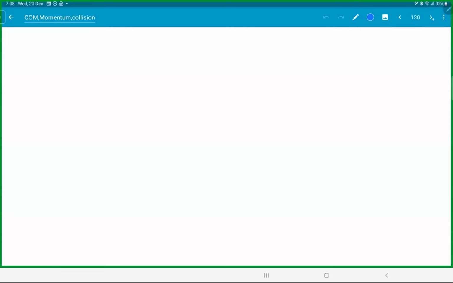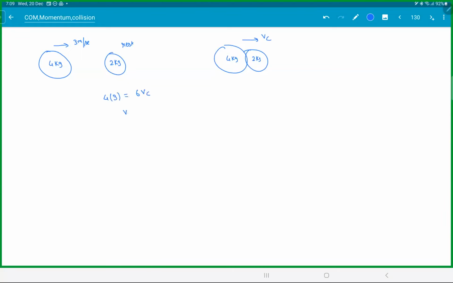See, 4 kg, 3 meter per second, and 2 kg, this is at rest. So at max deformation, both are going with a common velocity. That means 4 into 3 is equal to (4+2) Vc. So V common is equal to 2 meter per second.